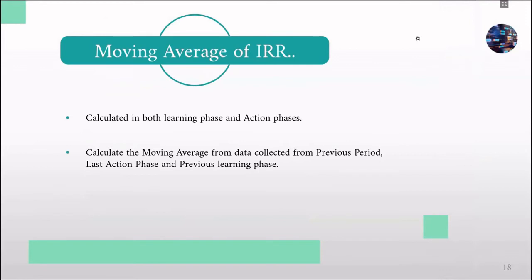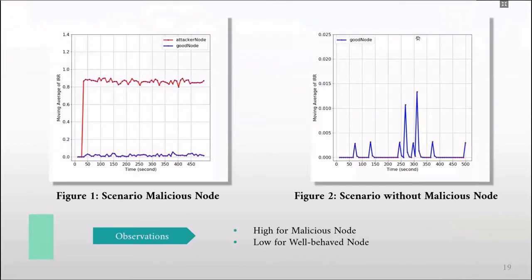IRR is calculated in both learning phase and action phase, and we calculate the moving average from data collected from previous period, last action phase, and previous learning phase. Here are the graphs of moving average of IRR versus time for scenario with malicious node, which is figure 1, and without malicious node, which is figure 2.